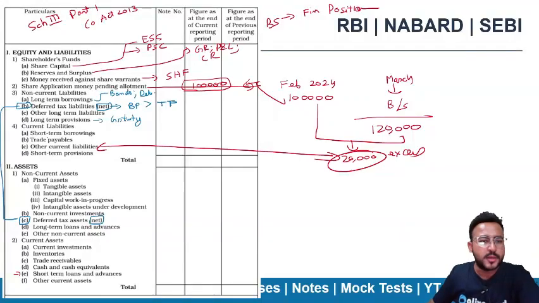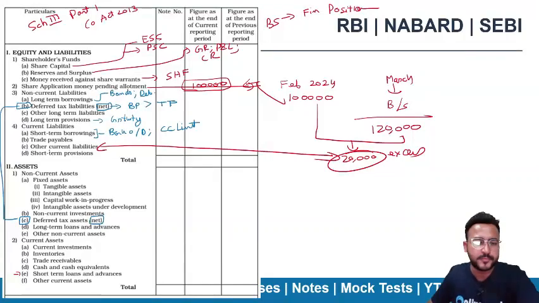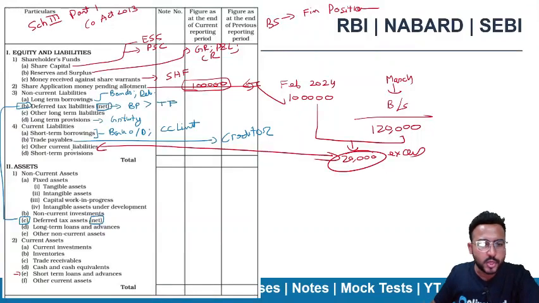In short term liabilities, we have short term borrowings. So it can be bank OD, CC limit, or any other kind of short term loan. Trade payables we also call creditors, so I'll write it here. In other current liabilities, we already mentioned that this excess 20,000 is nothing but other current liabilities, right? Short term provisions, so again it can be gratuity.